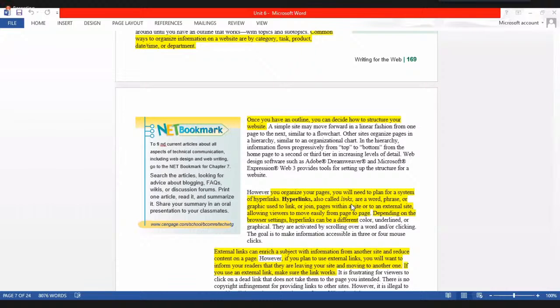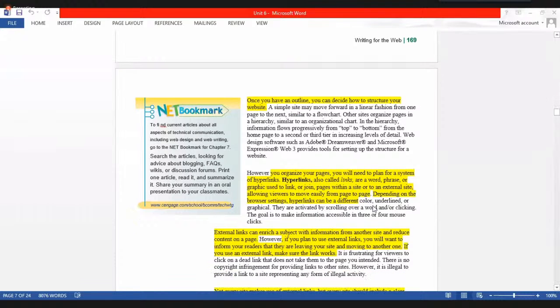So there can be a word, a certain phrase, or a certain graphic used to link, and that graphic links the material to another link, which may be an external link also. That is given here. And hyperlinks can be different, depending upon the browser setting, right?